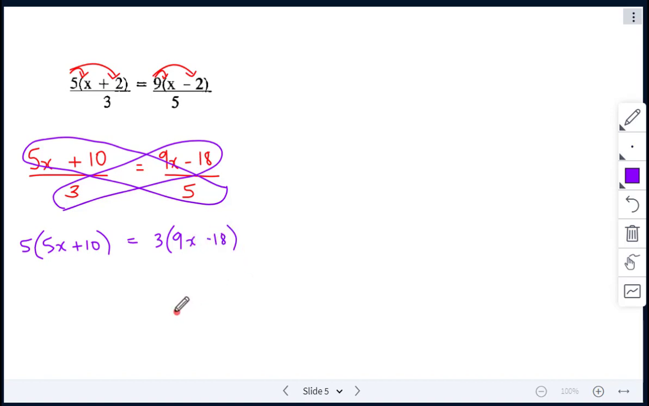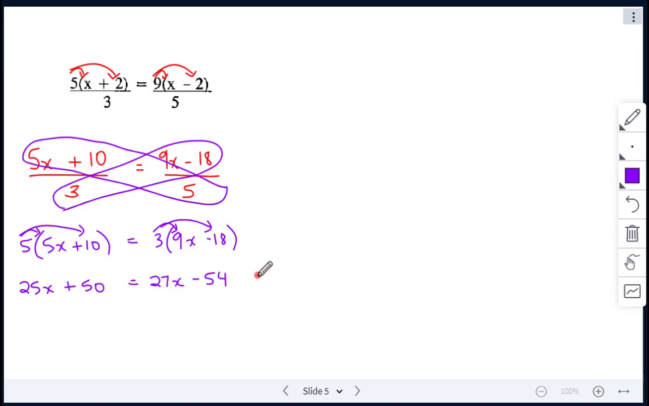All right, next step would be to multiply this out. So the 5, we would have to multiply everything inside that bracket. So that becomes 25x plus 5 times 10, which is 50. And then same thing on this side, 3 times 9x, which is 27x. And then 3 times the negative 18 or the minus 18, which is negative 54 or minus 54.